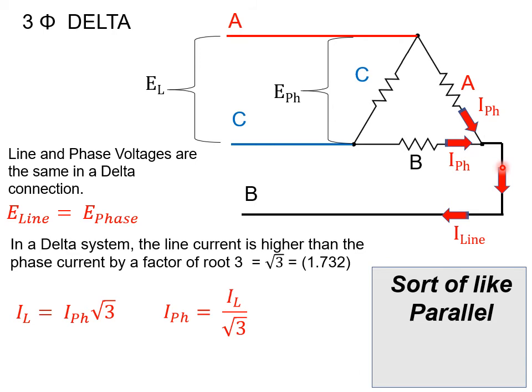You can sort of think of your delta like a parallel. And again, if you recall your rules or tenets for a parallel, voltage is common, E line and E phase, but currents add, where two phases at 120 degrees, if identical, is merely a factor of root 3.